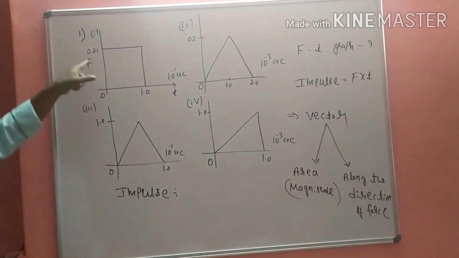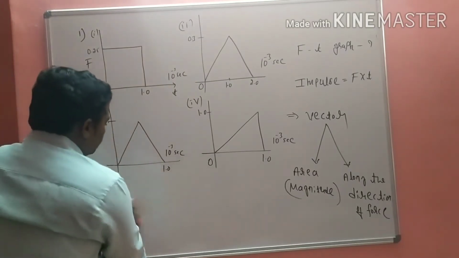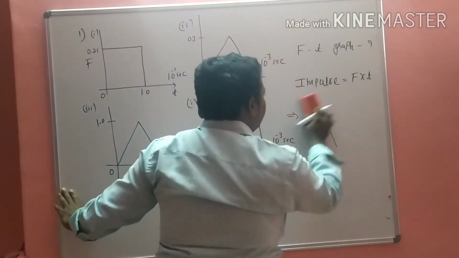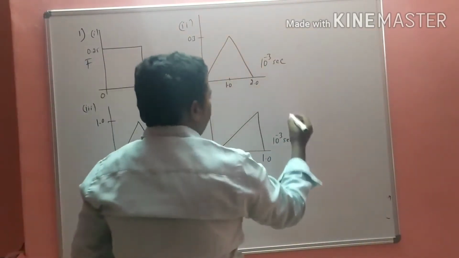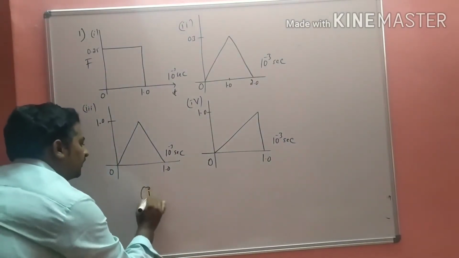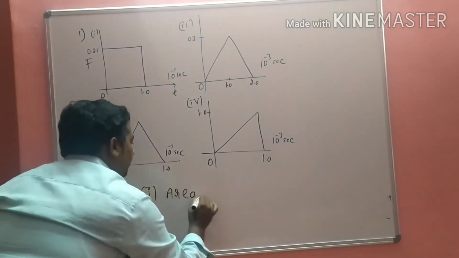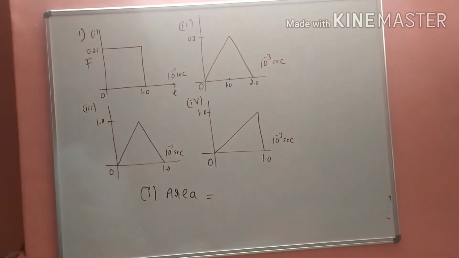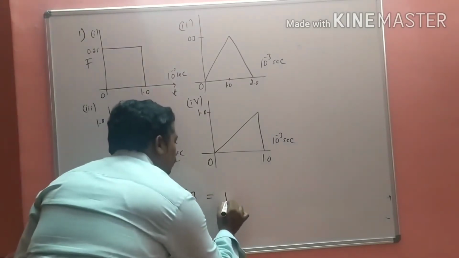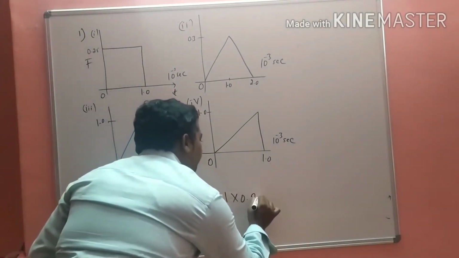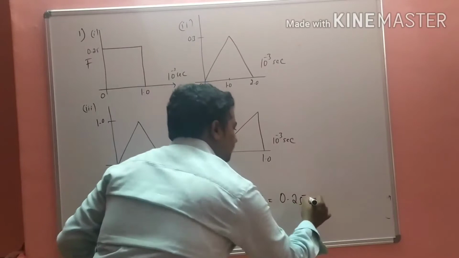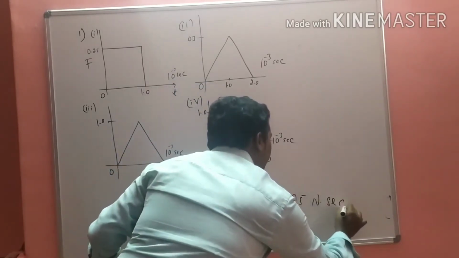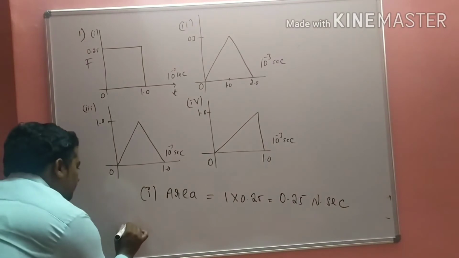First one: this is a rectangle. In diagram 1, the area is equal to length into breadth, that is 1 into 0.25, which equals 0.25. The force is in newtons and the time is in seconds. That is the first diagram.